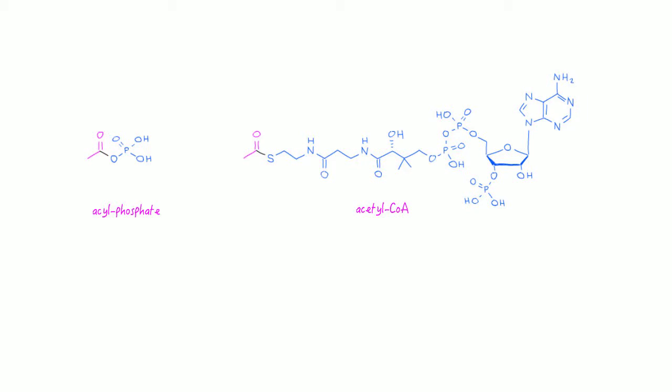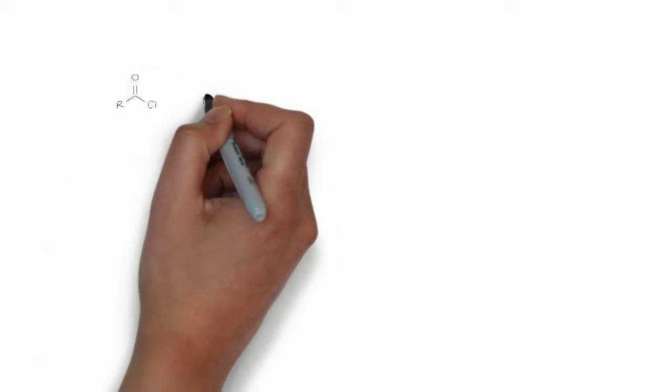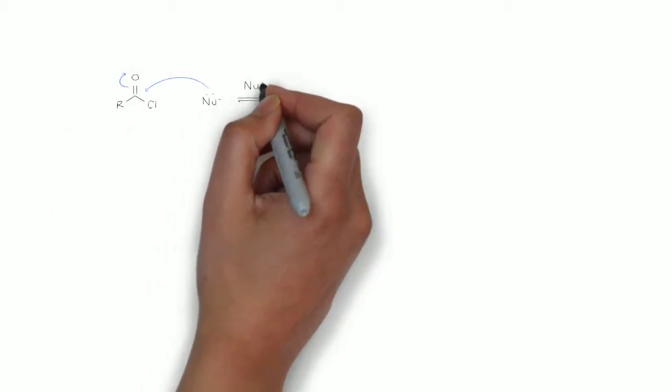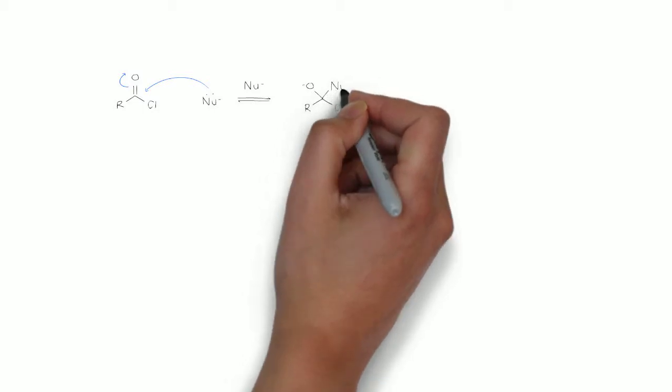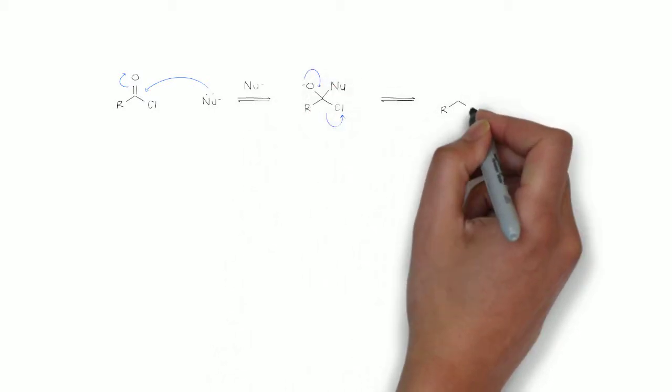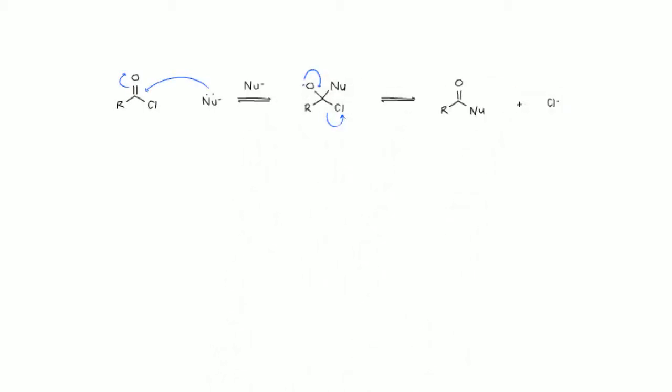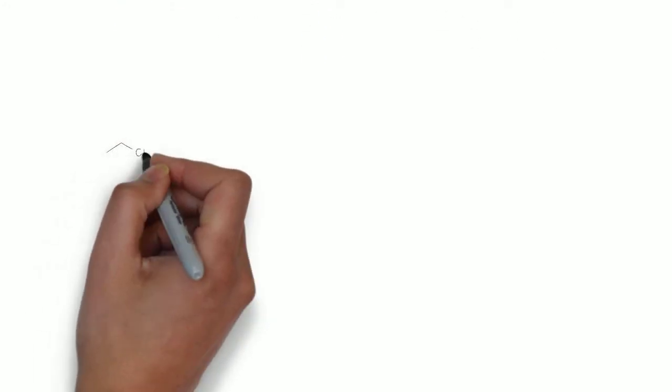Transfer of acyl groups is important, and nature does it by forming things like acyl phosphates and acetyl-CoA, in other words, a thioester. Acylation mechanisms are pH dependent. Under basic conditions, a nucleophile can just add to form a tetrahedral intermediate, and then loss of a leaving group will give you the acylation product. So we've transferred the acyl group to the nucleophile.